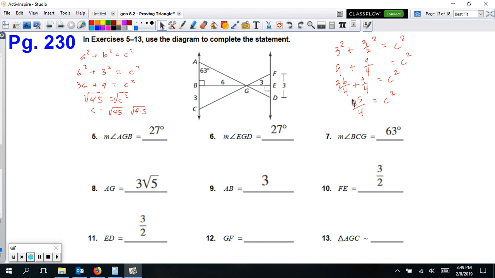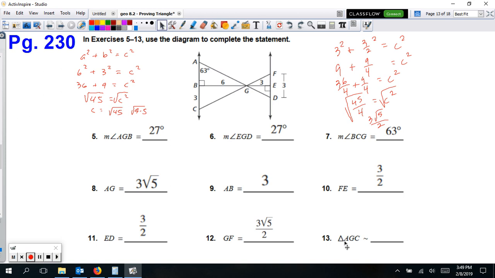Now we take the square root of both sides again like we did before. We take the square root separately of each one: the square root of 45 on top, the square root of 4 on the bottom. The square root of 4 is 2, which is good because we need that to become a whole number. You can never have a radical in the denominator in your answer. So we'll have 2 on the bottom, and 3 square root of 5 on top because the square root of 45 is 3 square root of 5. So 3 square root of 5 over 2 is our answer for GF.